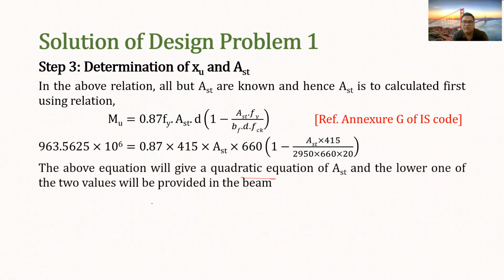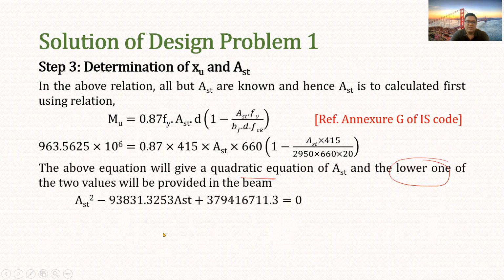So now we will put all the values in this, and this equation will give a quadratic equation of AST, and it will give us two values. One will be the higher value and the second one will be the lower value. Generally we accept the lower value because the lower value can satisfy our requirements. This is the quadratic equation that will form after solving this equation.